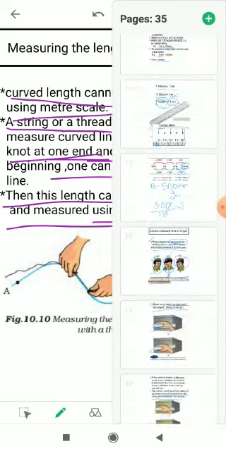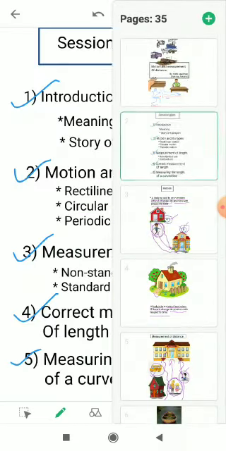So in this way we have completed our chapter Motion and Measurement of Distance.